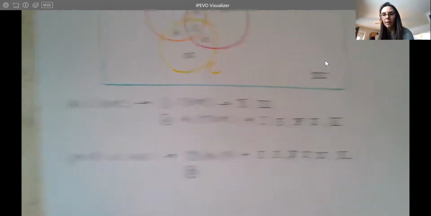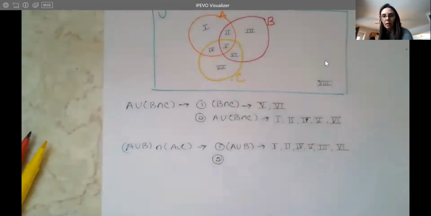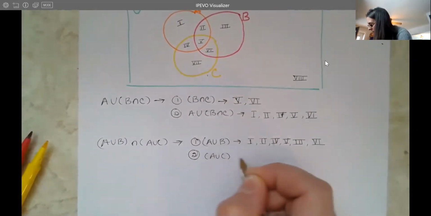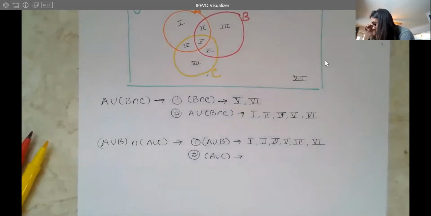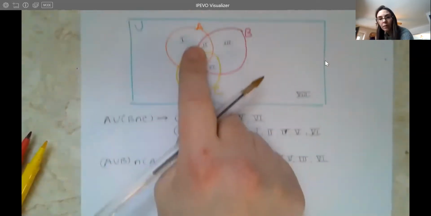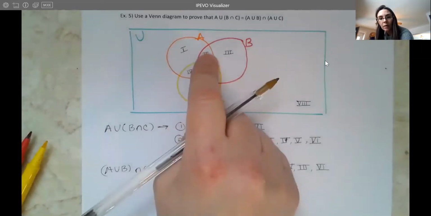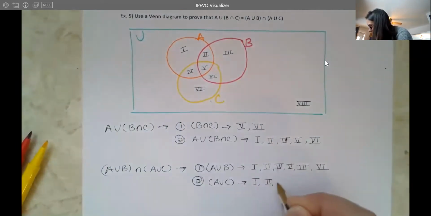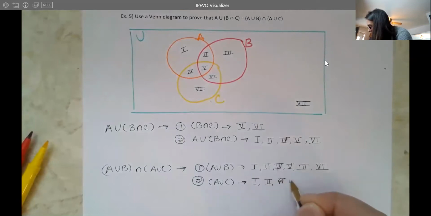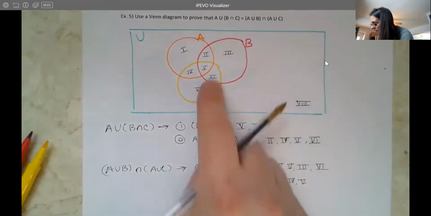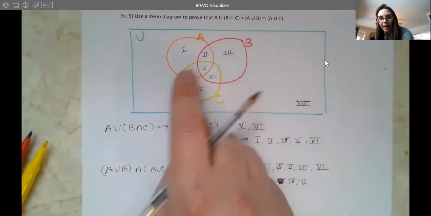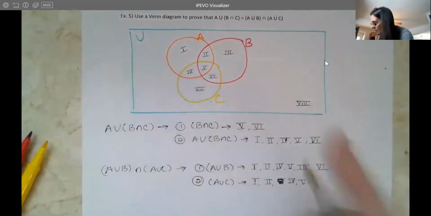Let's see if I can zoom out a little bit. And then I'm going to do A union C. So the regions for A are 1, 2, 4, and 5. And then for C, it's this group right here. I have 4 and 5, which I already have. I have 6 and I have 7.